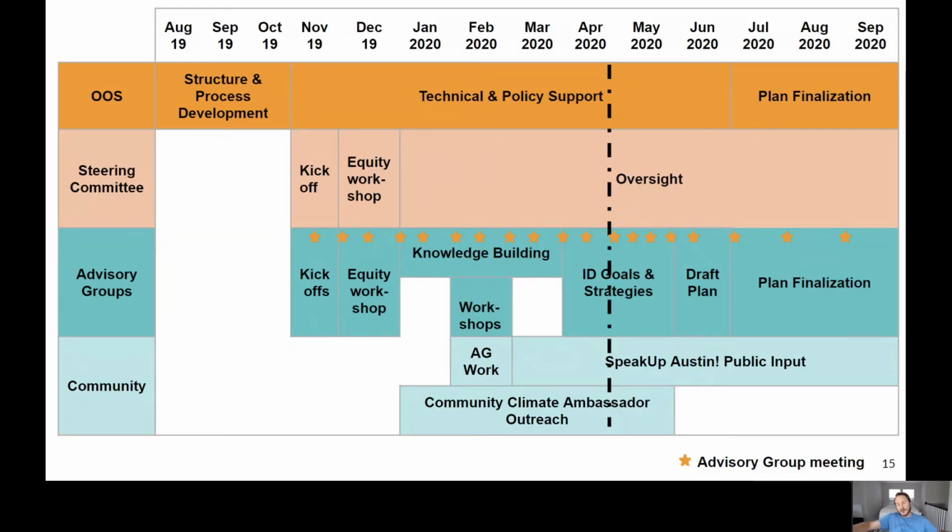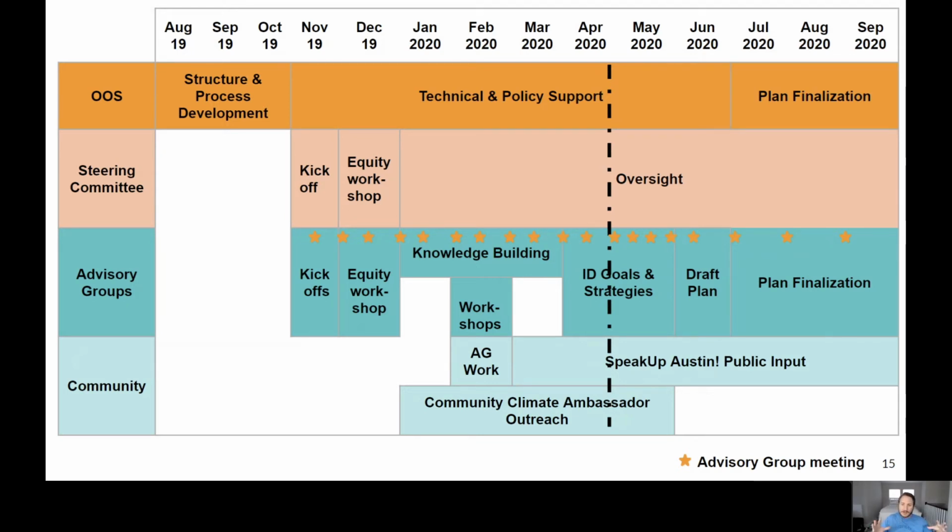Lots going on here. This is the overall project schedule. We started this work back in August, September 2019. We have done a series of equity workshops, kickoff meetings, lots of knowledge building. We did community-focused workshops where we had 50 plus attendees from the community come in to give us input in each one of our advisory group areas. Community climate ambassadors have been doing work. We have a Speak Up Austin page. Now we're to the point of identifying the actual goals and strategies and drafting the actual plan in the June-July timeframe.